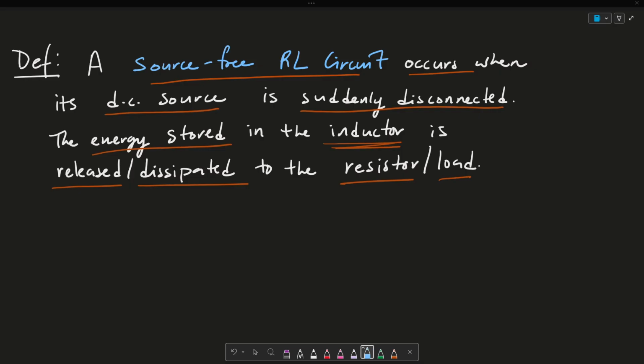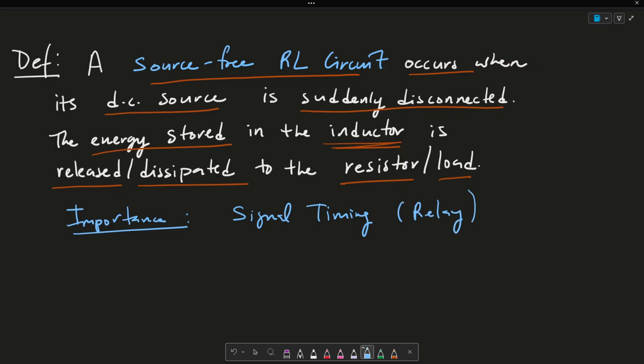So on a high level, why do we need to understand the source-free RL circuit? We use it for a couple of things, and one of them is signal timing, for example a relay. A relay is essentially a circuit that moves a switch electronically. I don't want to dive too much into them, but signal timing is one of the things you would use a source-free RL circuit for.